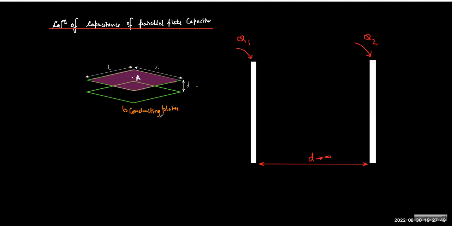These two plates are isolated, which means they are far away from each other. There is no interaction. The charge on one is not getting affected by the charge on the other. So the charge will distribute equally on both sides. How much charge will be on one side? On this side, how much charge must we have? Q1 by 2.